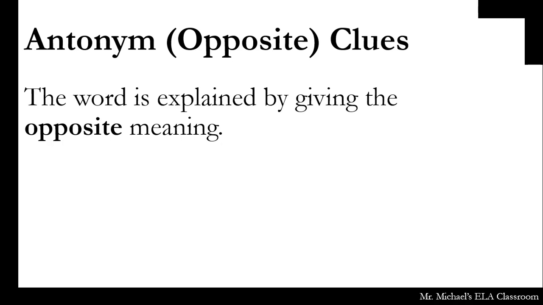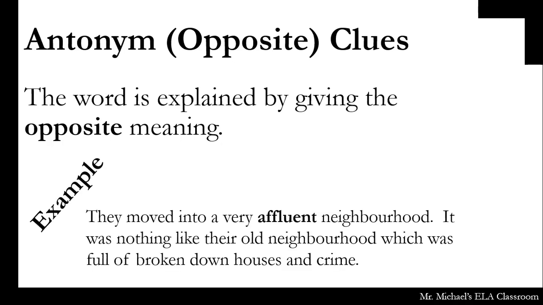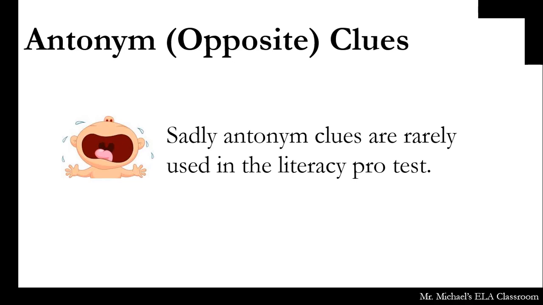Antonym or opposite clues. The word is explained by giving the opposite meaning. They moved into a very affluent neighborhood. It was nothing like their old neighborhood, which was full of broken down houses and crime. So this is the opposite of the word affluent, which we should kind of have figured out by now because I gave you the definition 2 slides ago. Unfortunately, antonym clues are rarely used, but if you happen to see a word in the passage that is the opposite of one of the options, A, B, C, or D, that could definitely be the right answer.